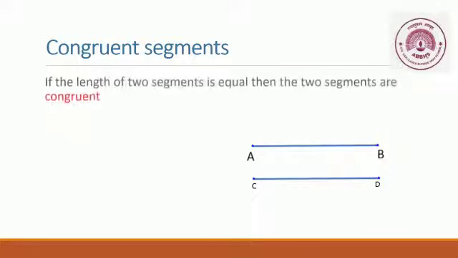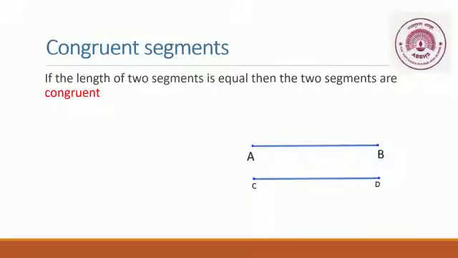Congruent segments. If the lengths of two segments are equal, then the two segments are congruent. So here, if the length of AB is equal to 5 centimeter and the length of CD is also equal to 5 centimeter, then we can say these two line segments are congruent. That is, their lengths are equal. If length of AB is equal to length of CD, then we write seg AB is congruent to seg CD.